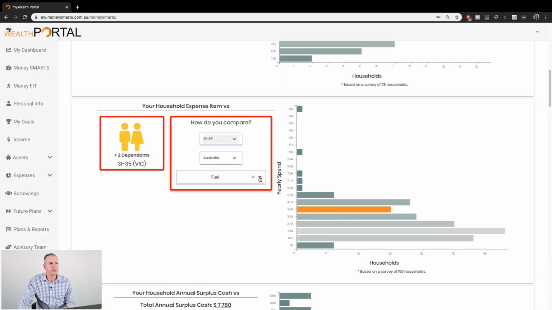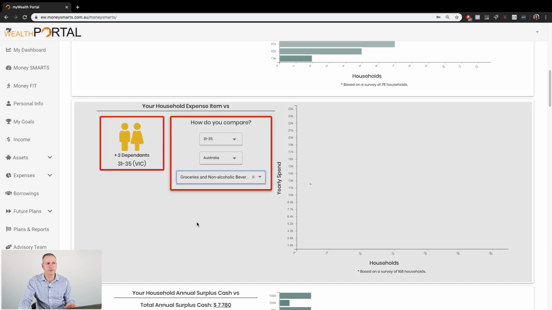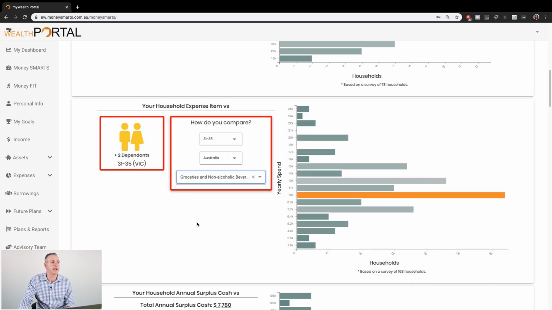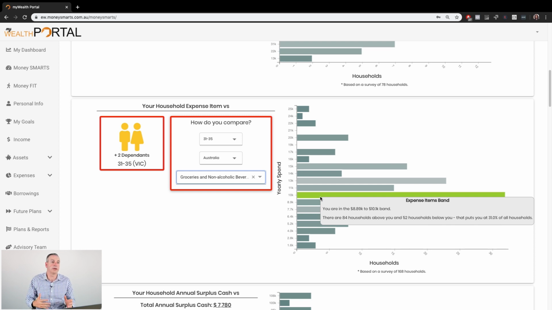So let's have a look at another example where we might want to look at, say, groceries or something along those lines, because obviously groceries is a big expense item in the household. So again, across Australia, we can see that there's 168 households that we've sampled, and there are 84 households above and 52 households below. So that's sort of where you want to be, right? In the lower quartile on the expense side, instead of being in the upper ranges here.